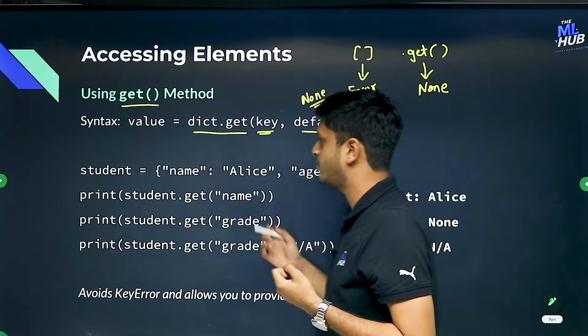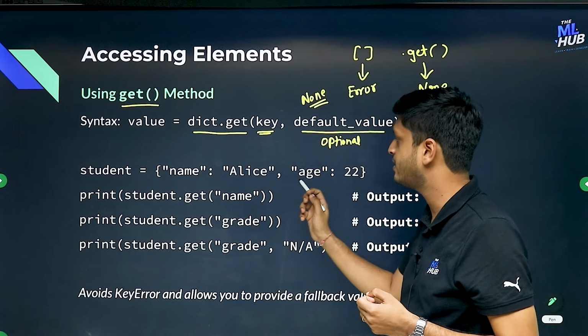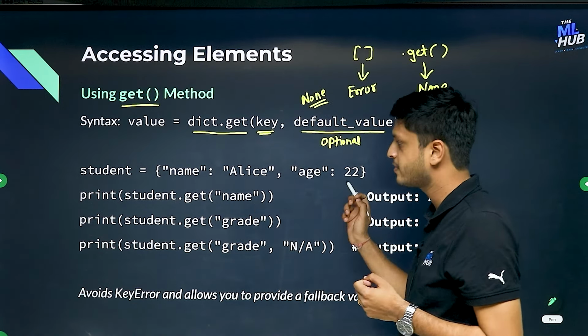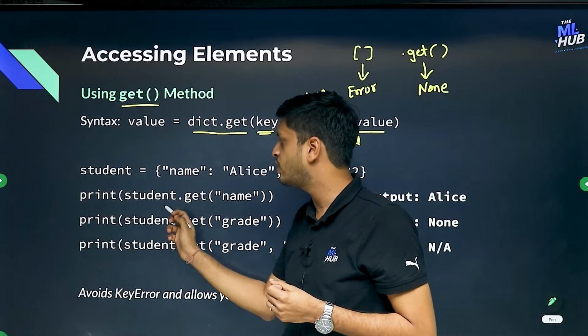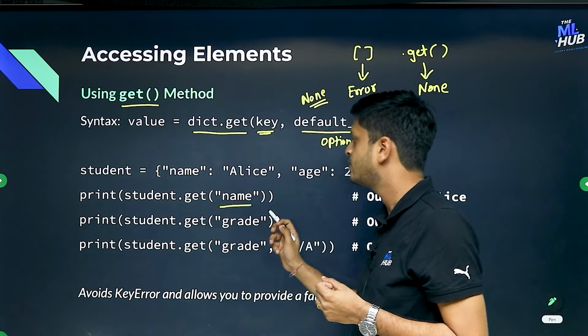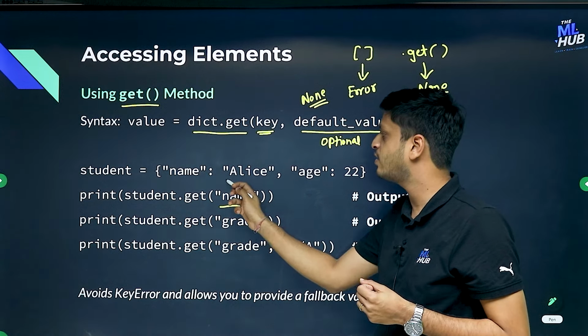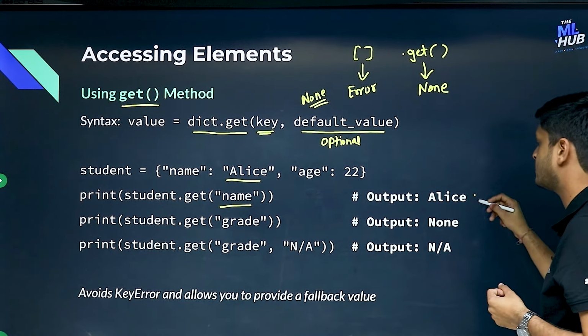Okay. So let's see an example. Here we have created a dictionary. The key is name, value is Alice, key is age, value is 22. Now when I print student.get name, here name as a key is present and the value is Alice. So you will see the output as Alice.